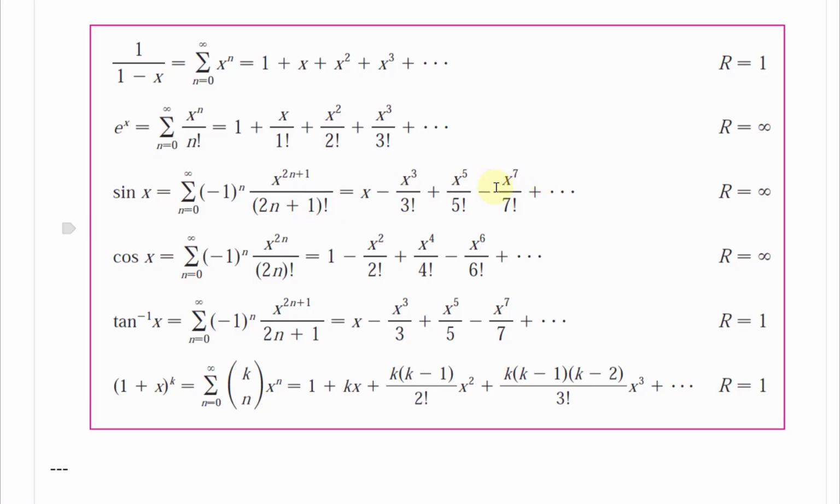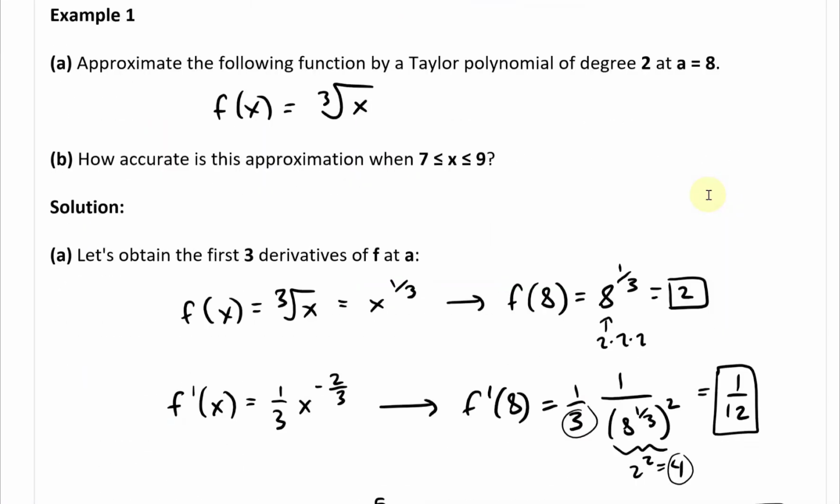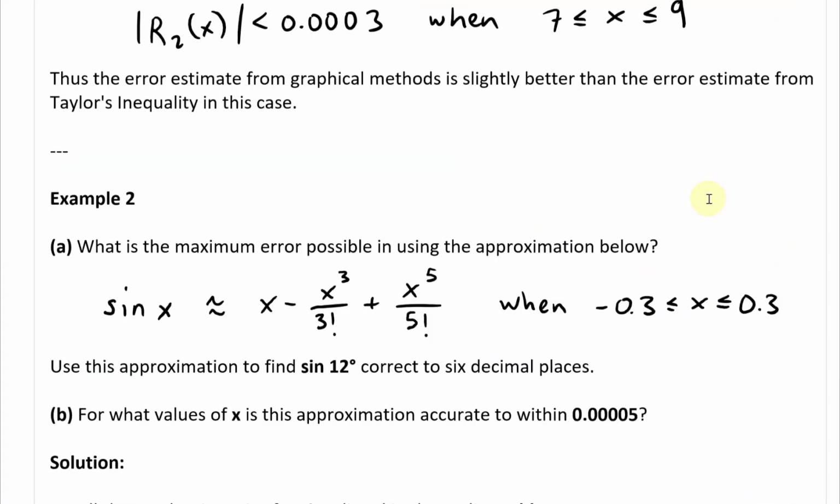And yeah, the next one is going to be minus x to the 7 divided by 7 factorial. The next one is going to be plus, etc. So it's alternating, and the radius of convergence is infinity. So I'm just going to write this out like this.